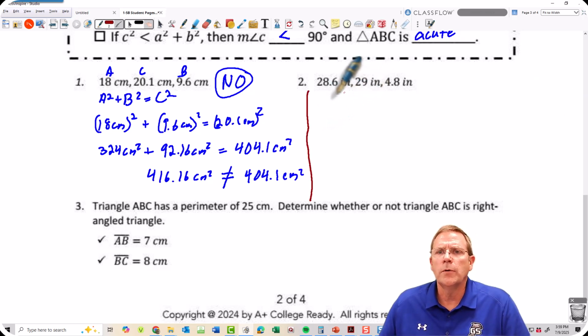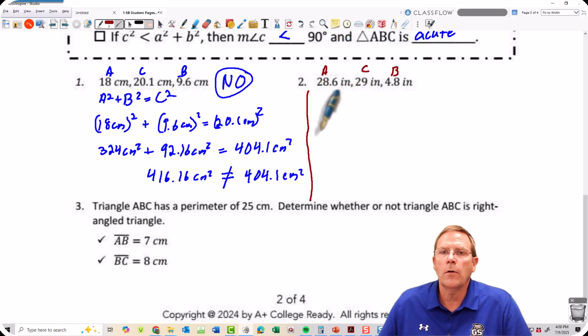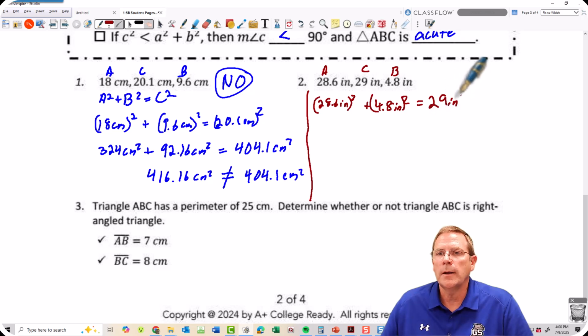So for number 2, my longest side is going to be this one, so that's going to be my C. I'm going to call that my A. I'm going to call this my B. So that should give me 28.6 inches in parentheses all squared plus 4.8 inches in parentheses all squared should equal to 29 inches in parentheses all squared.